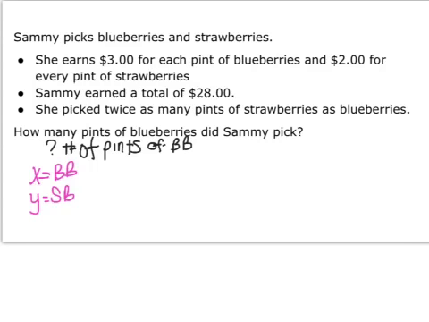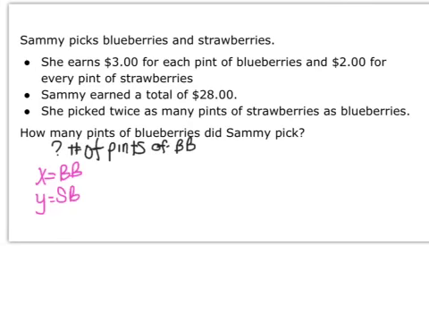The one thing I see is that I have a total. I have a total of $28. So that means one of my equations is going to have to equal 28. This also lets me know that one of my equations is going to be in standard form.